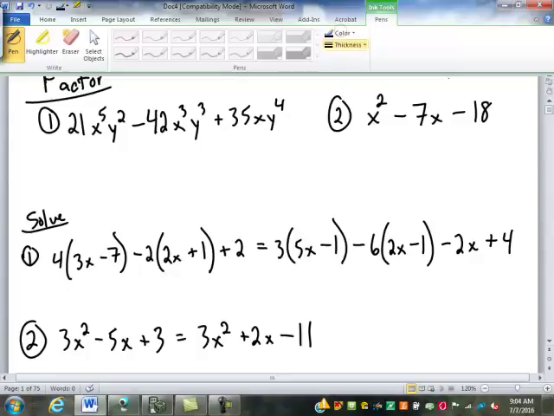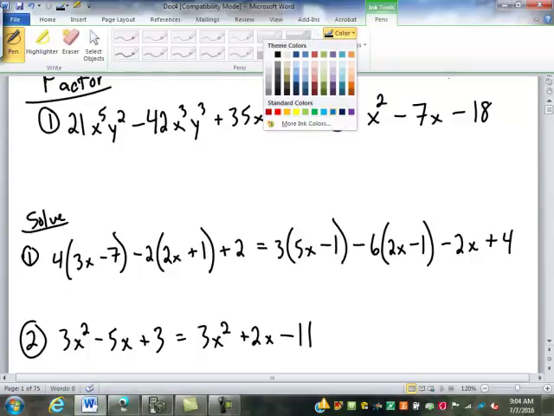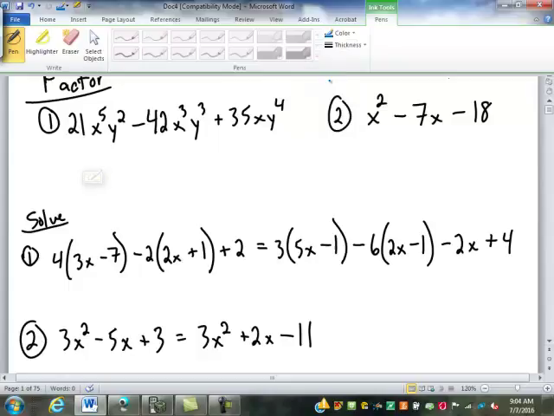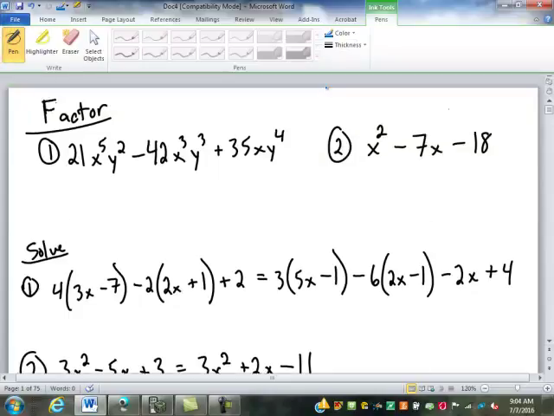Just to give you a reminder to make sure we're heading in the right direction. When we're factoring something, what is the first thing we always look for? Greatest common factor. So for the first one here, is there a greatest common factor? Is there a common factor, period? Yes, there is. That common factor for the numbers is going to be 7.